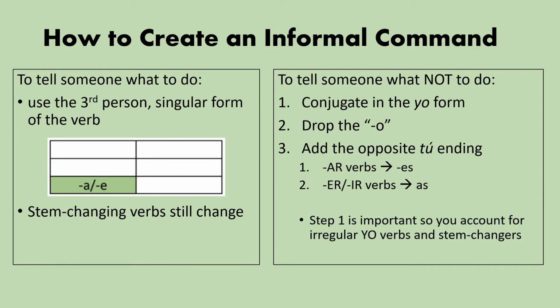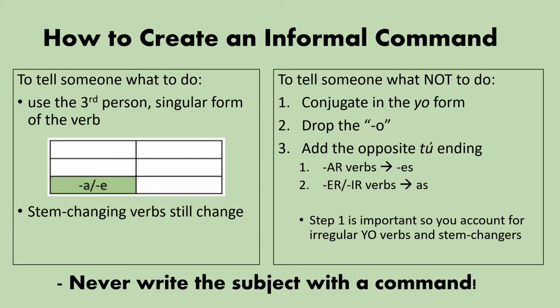And again, step 1 is important so that you account for irregular yo verbs and stem changers. For example, if you say don't set the table, poner la mesa, well, the yo form is pongo. The opposite ending is AS. So it would be no pongas. So you have to put it in the yo form to get that irregular yo as part of your final spelling. So if you start with the yo form, you're in good shape to create your negative command in the right way.